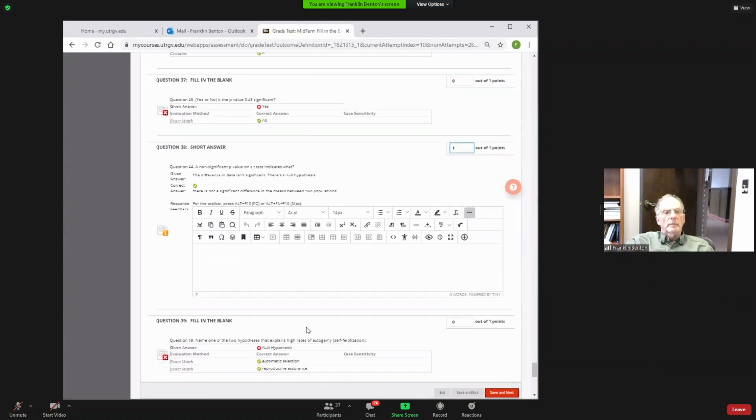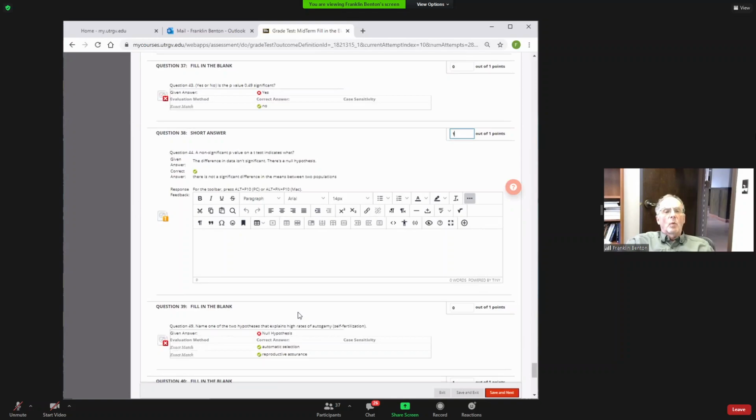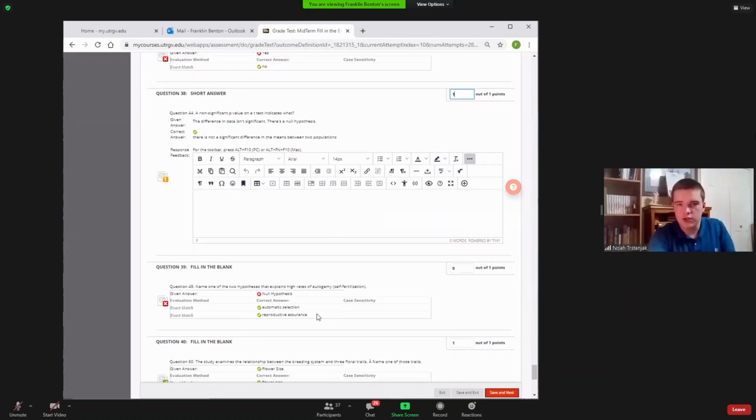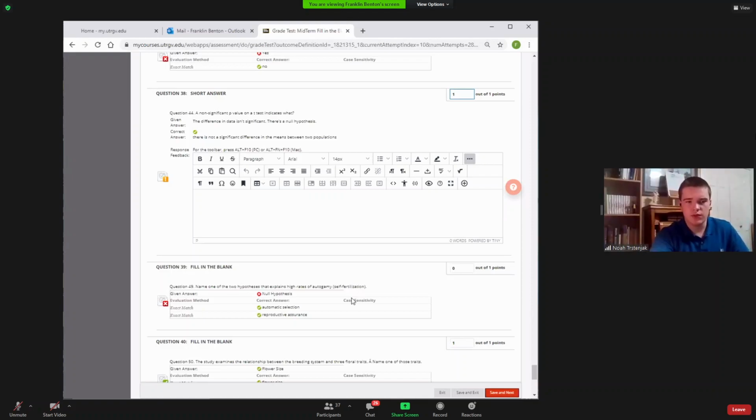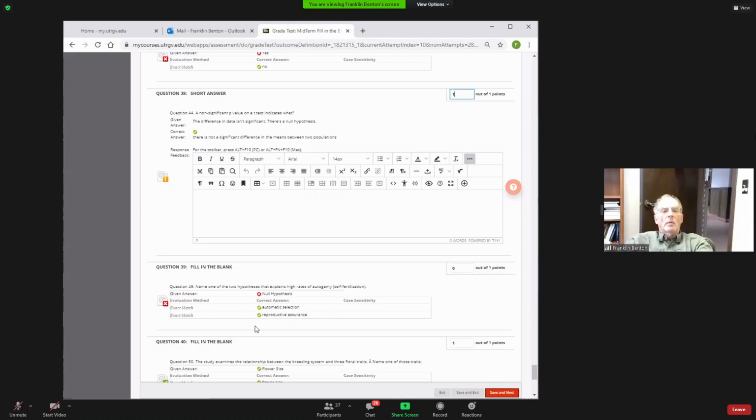Let's go down to the next one. Name one of the two hypotheses that explains high rates of autogamy. Reproductive assurance. Okay. Was this from your reading material? Yes, sir. Yes, it was. The last two questions were from the scientific paper. So, did anyone put something different than these?